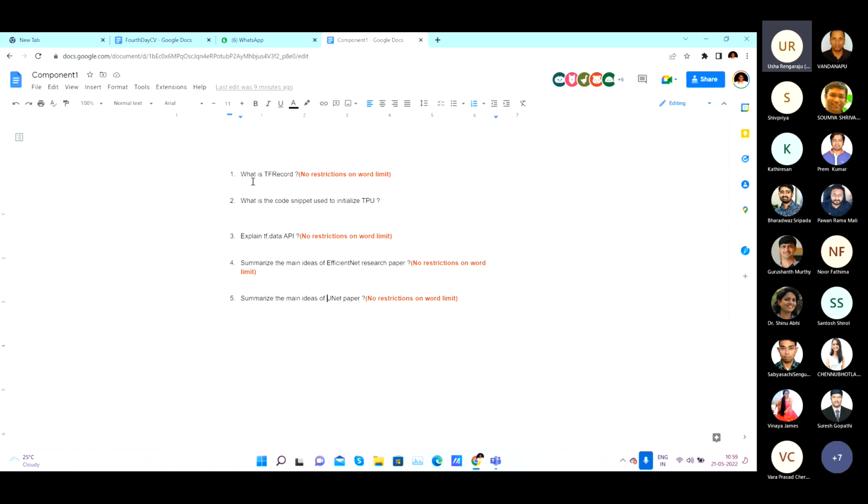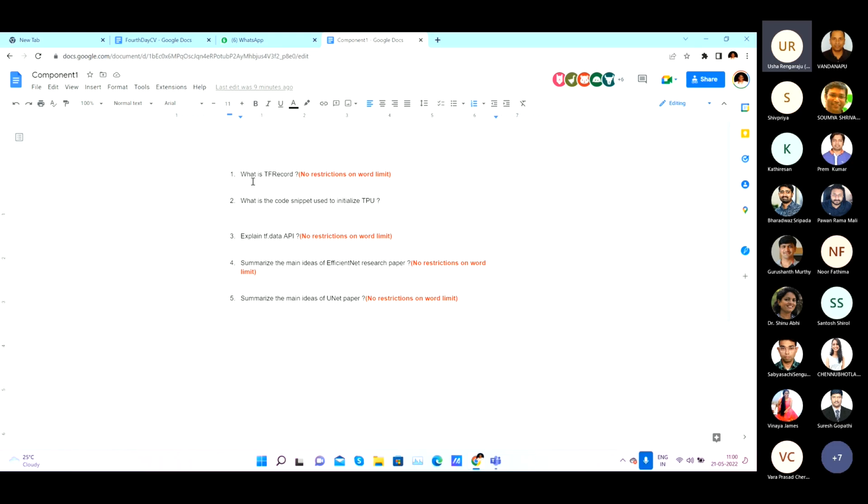And summarize the main ideas of the EfficientNet research paper. This is again going to take at least 10 to 15 minutes of your time, so you have to spend a considerable amount of time summarizing the research paper. You don't have to write the entire paper word-for-word. What you're going to say is the main ideas of the research paper.